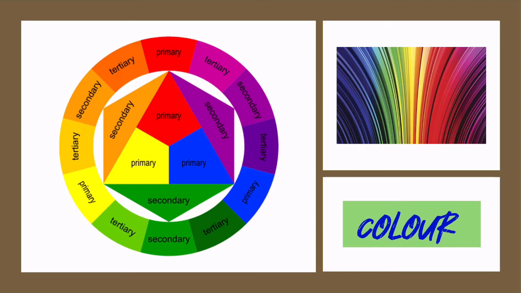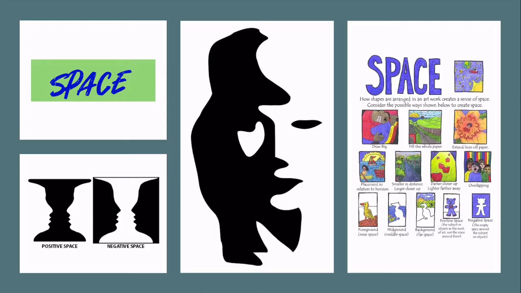Colour. I think you all know what colour is and you probably use it quite a lot. But colour adds interest and mood to our work and is also referred to as hue. So we got the primary colours here, just to remind you, which are red, yellow and blue, and the secondary colours, which are orange, purple and green.